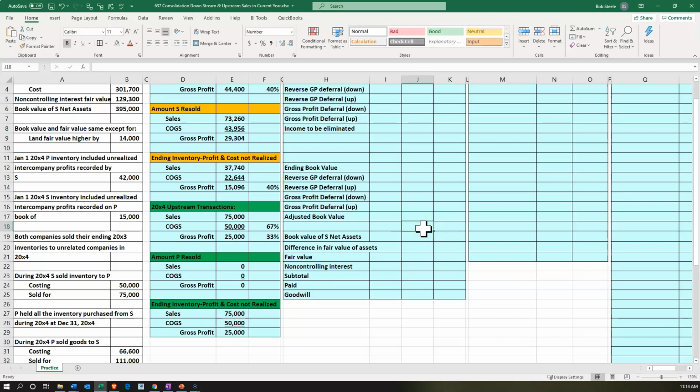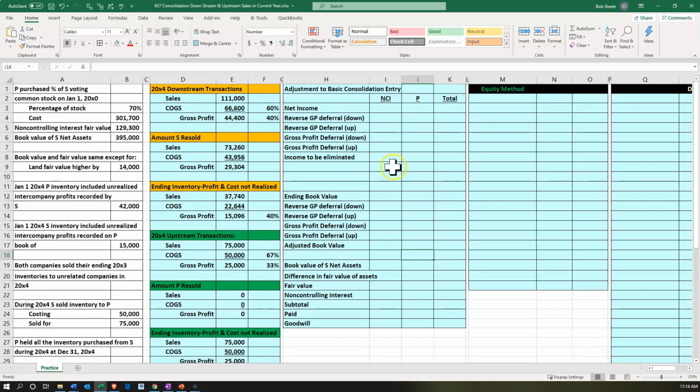So now we're going to take this information and start to construct our table up top, which we're going to standardize in this kind of format. So we're going to say, okay, I'd like to take the net income, and then I'm going to reverse the gross profit deferral down. I'm going to reverse the gross profit deferral up, and then we'll talk about the gross profit deferral down and gross profit deferral up. This will be a standard table that we'll be using. I'm going to delete a couple of rows here. Let's move this up a bit. This should be shown this way on yours.